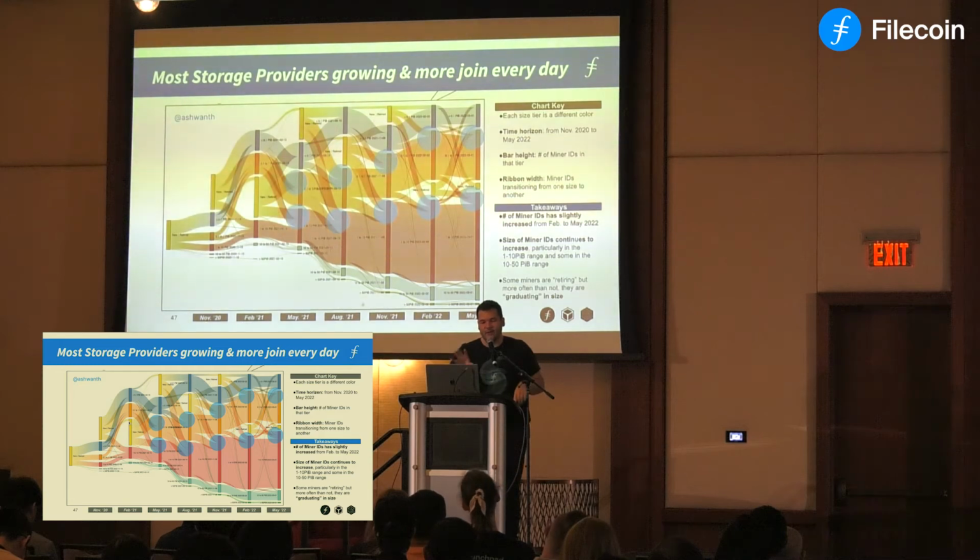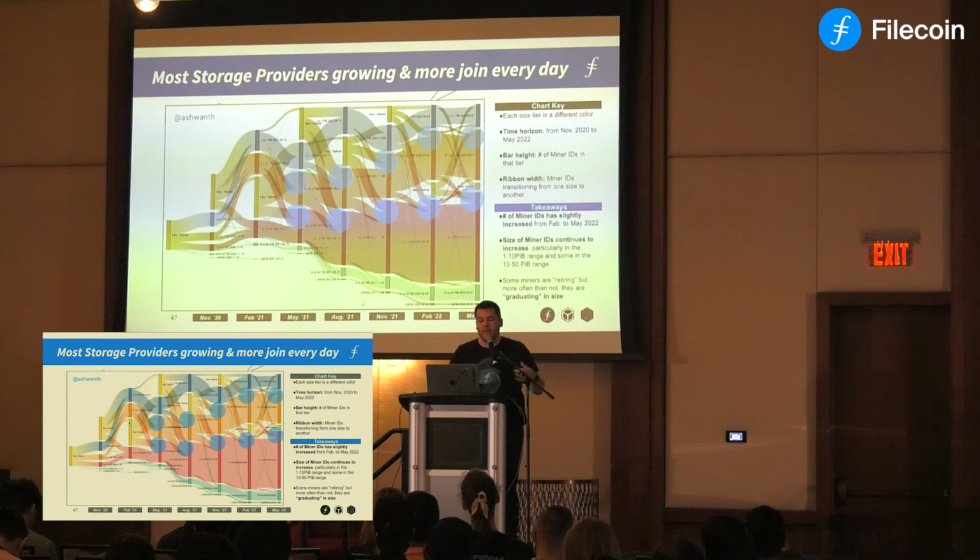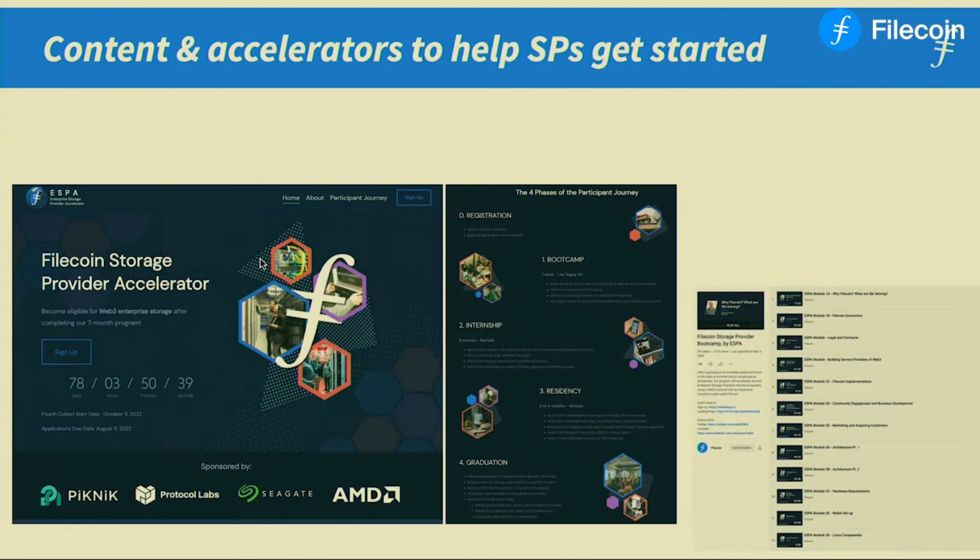This is a large, complex visualization, but you can see the cohorts of storage providers graduating. The blue circles show the inflows of the prior period's cohort graduating into the cohort of the next largest size. So you can see storage providers over time growing, and more storage providers joining every day. There's now a ton of content and accelerators to help storage providers get started, and it's part of what's fueling the growth.